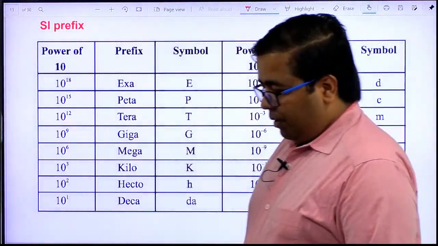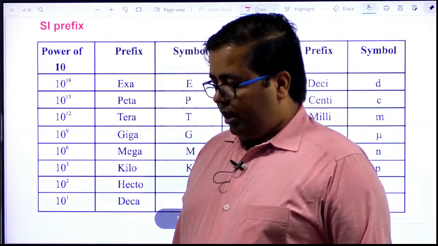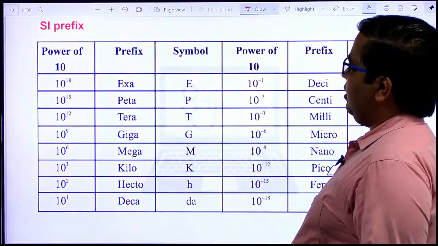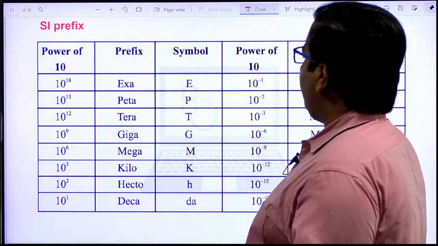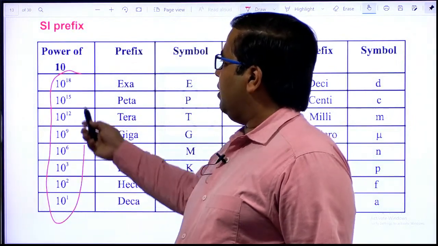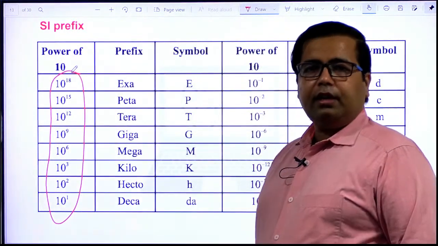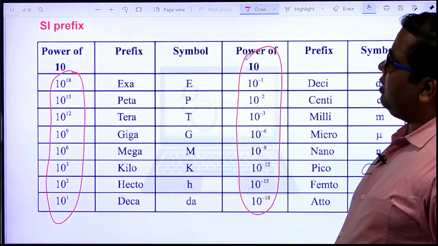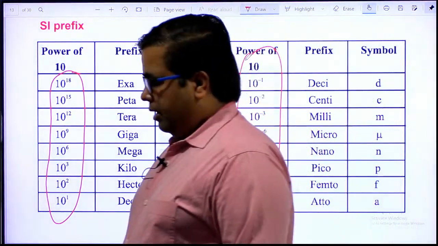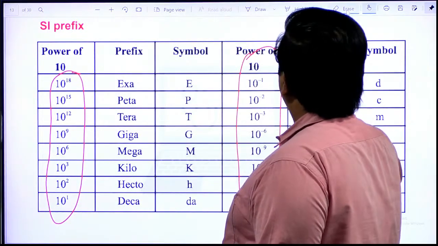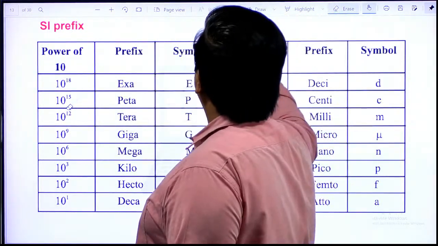We have some SI prefixes. So let's see what SI prefixes are. Let's take 10 to the power 1 as a reference. Here your power is increasing, it starts from 1 and goes to 18, and here the power is negative, so those are the smaller prefixes. Let's see what prefixes we have.